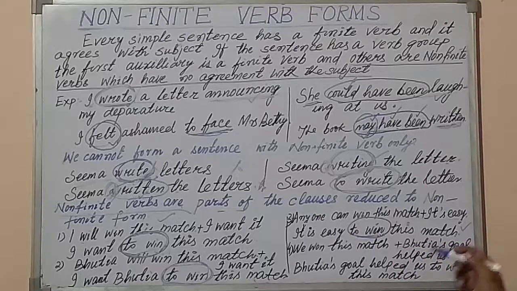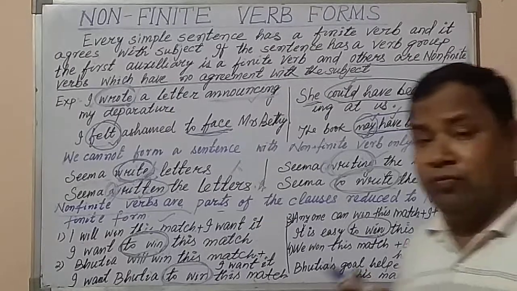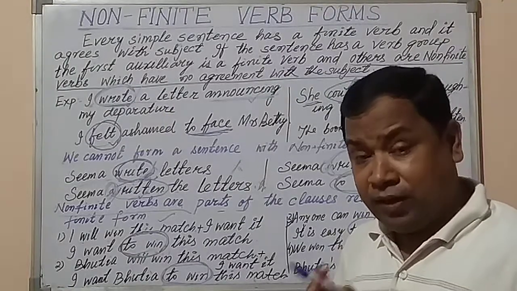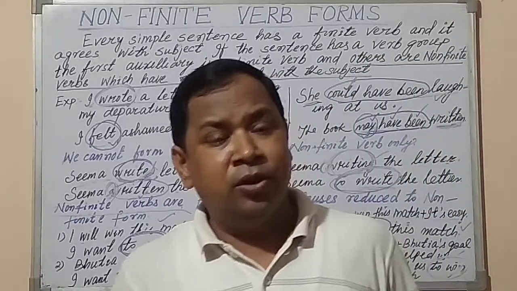And the last one you see, we won this match, one clause, and another is Bhutia's goal helped us, another clause. So when we reduce both of the clauses into one, what happened? Bhutia's goal helped us to win this match. Here, to win is the non-finite verb. Okay, this is a non-finite verb. Understand?